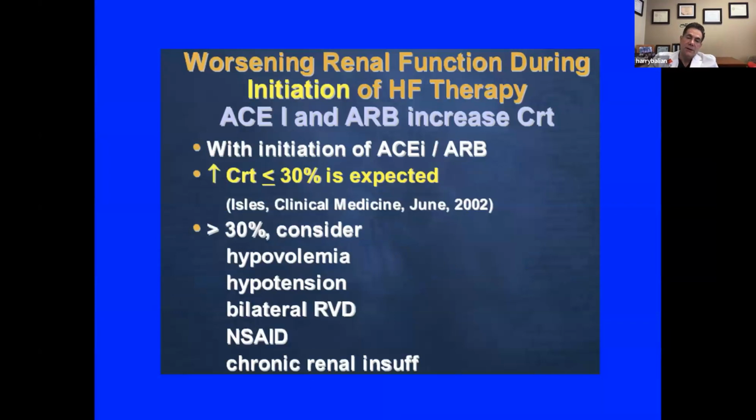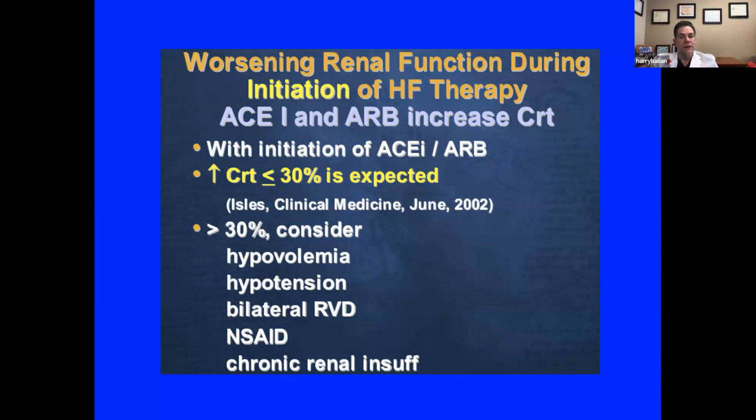So a rise in creatinine of less than or equal to 30% may be expected. Also, they can worsen hyperkalemia. If somebody has a potassium already around 5 and you start them on ACE or ARB, their potassium is going to go up, and that obviously can be dangerous in somebody with hyperkalemia and heart failure. They may have a low ejection fraction, and they may be prone to having ventricular arrhythmias.